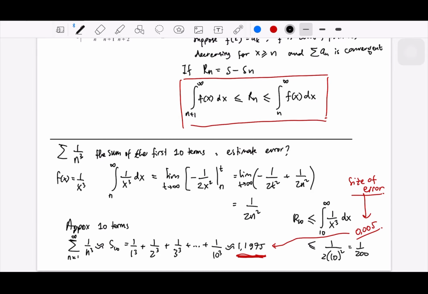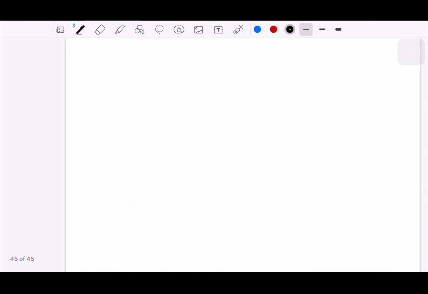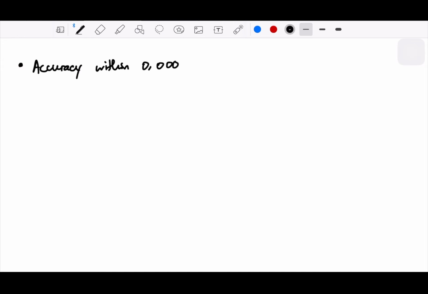Another way to ask the question is that we have the error, and we need to find how many terms we need to get that error. For example, this is still the same question, but we need the accuracy, or the error, to be within 0.0005. So Rn is less than or equal to 0.0005.